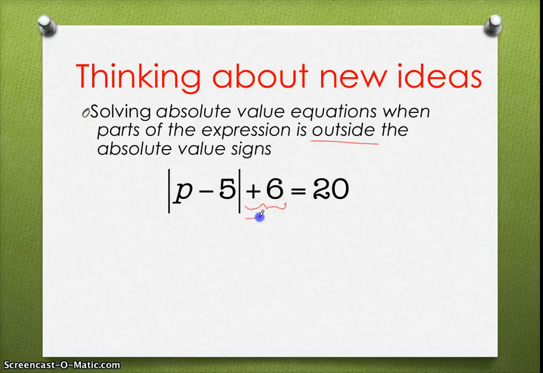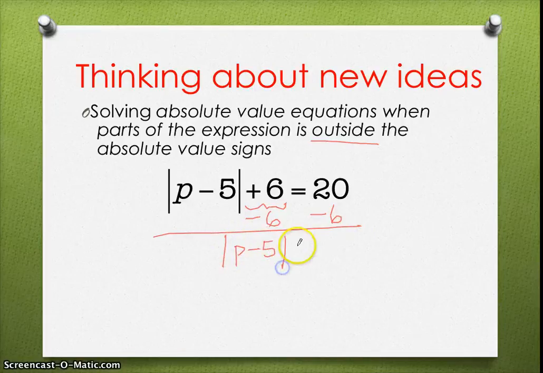So how do we do that? We need to first subtract 6 on both sides so that we end up with the absolute value of p minus 5 equals 14. Once we get here, it's just another type of example where everything in our expression is inside the absolute value signs.